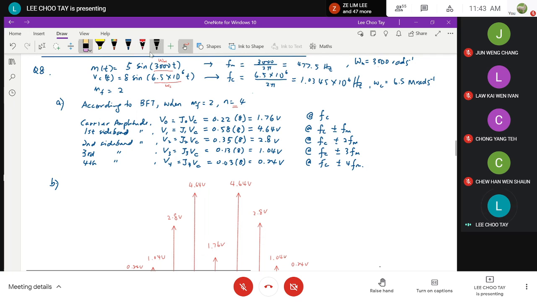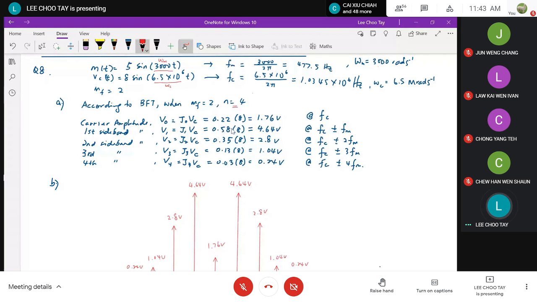All right, and then for the first sideband, to find the first sideband amplitude, we call it V1. We can find it by multiplying the first Bessel coefficient, J1, with VC. The Bessel coefficient for the first sideband, J1, multiplied with VC will give you the amplitude for the first sideband signal.